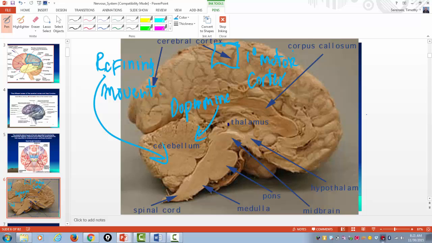So if your substantia nigra is damaged and you lack the ability to produce and secrete dopamine, then the primary motor cortex has a hard time communicating with the cerebellum. The result is that shuffled gait, the shakiness, all those things associated with Parkinson's.